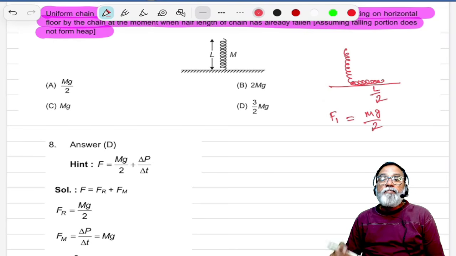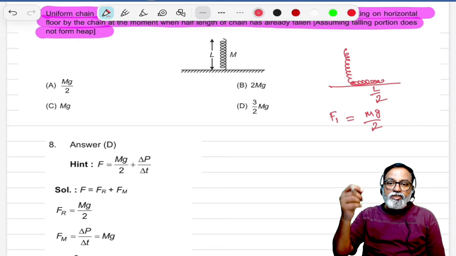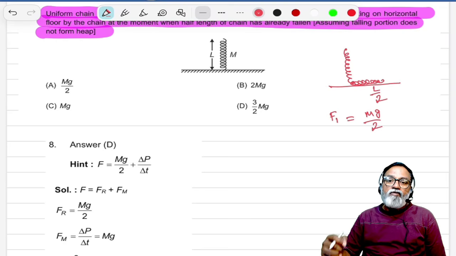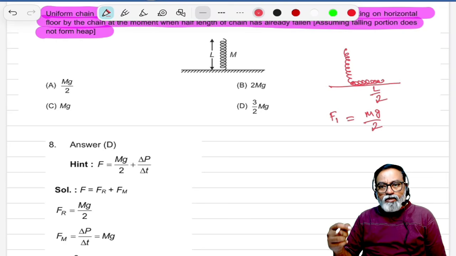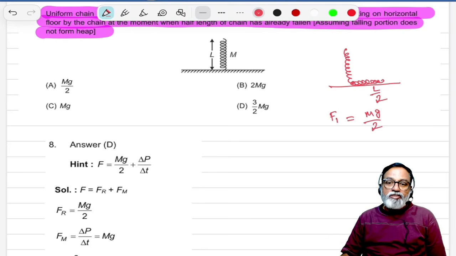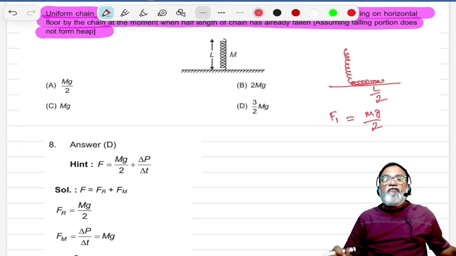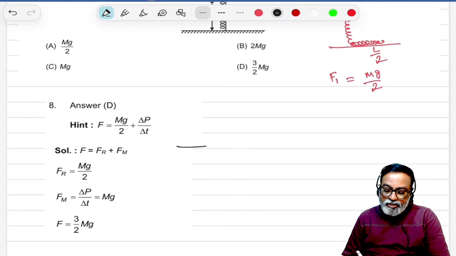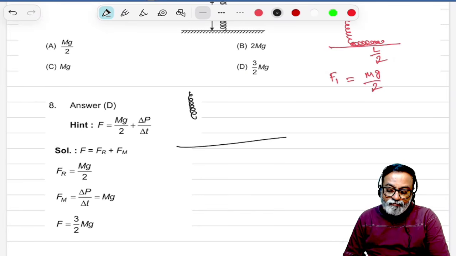Another force is due to impact force. Impact force means when the chain is falling, the total chain is not falling together. The links in the chain fall one after one. Therefore, when one link hits the surface, it comes to rest. Therefore, there is a change in velocity, which means there is a change in momentum. Due to this change in momentum, the chain exerts some force on the surface. At the same time, the ground also exerts the same force on the chain. That force is nothing but the impact force. Therefore, first we have to find out that impact force. For this one, see, this is the chain of length L.